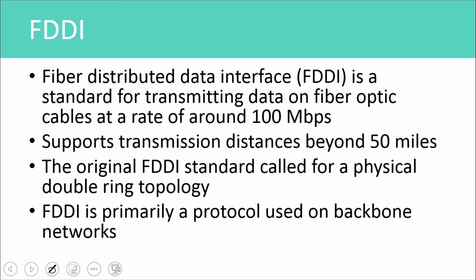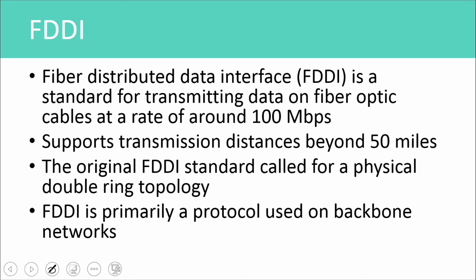All right, next up is the Fiber Distributed Data Interface, or FDDI. It's a standard for transmitting data on fiber optic cables at a rate of around 100 megabits per second. The cool thing about FDDI is that it supports transmission beyond 50 miles. The original FDDI standard called for a physical double ring topology. I honestly wouldn't even know how to draw that specifically right now, so definitely go ahead and give that a quick Bing search.